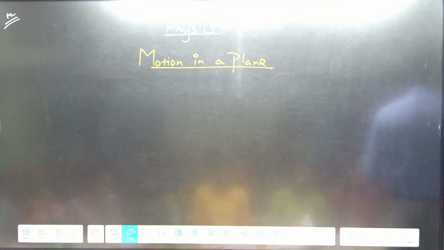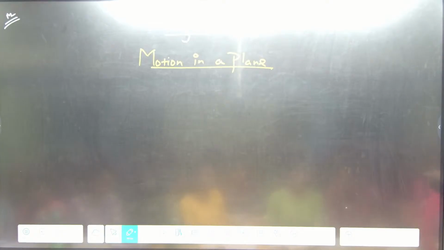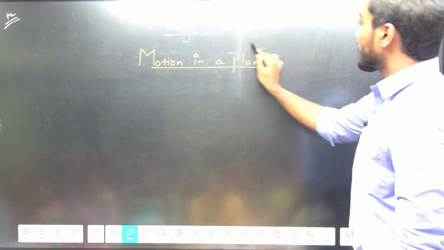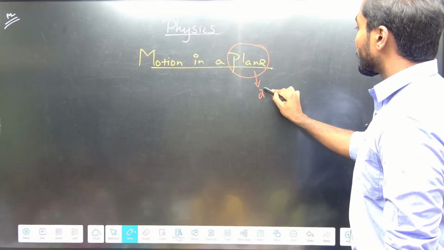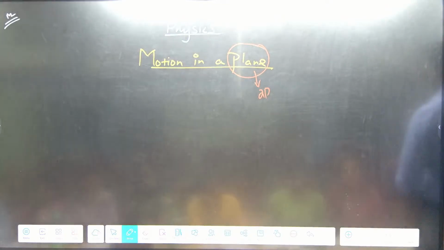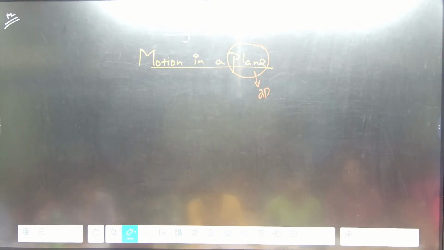Motion in a plane. The previous lesson was motion in a straight line. Straight line is nothing but one dimensional motion, either x axis or y axis or z axis, any one only we will use. But in motion in a plane, the plane is two dimensional. So two axes we will consider, either xy or yz or zx.